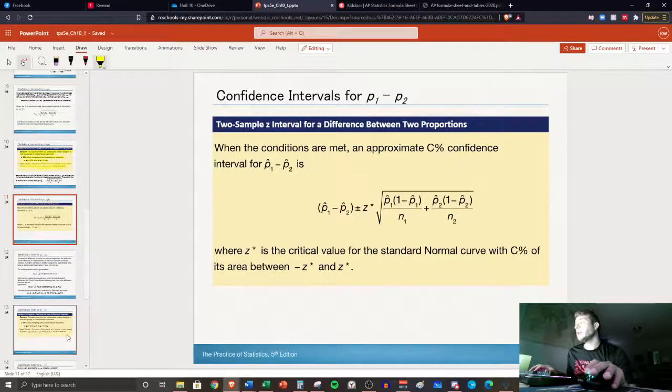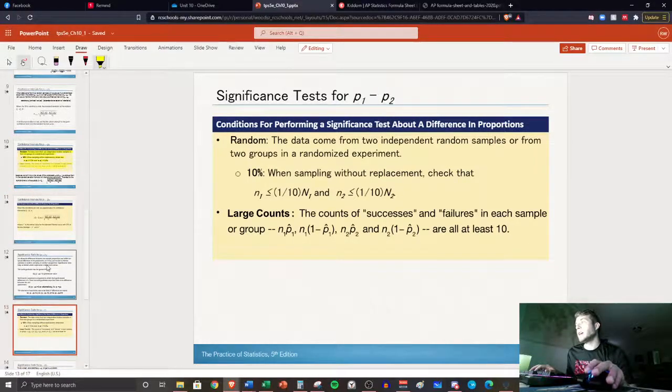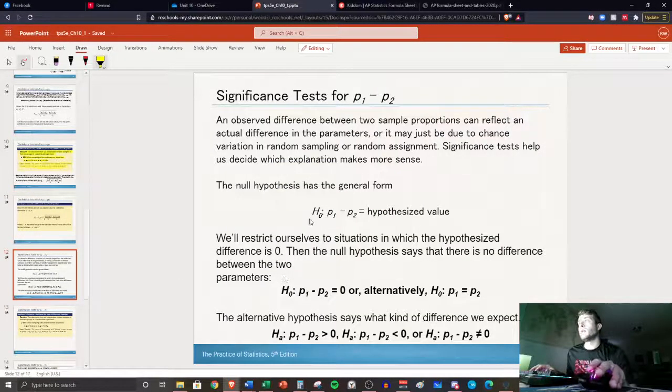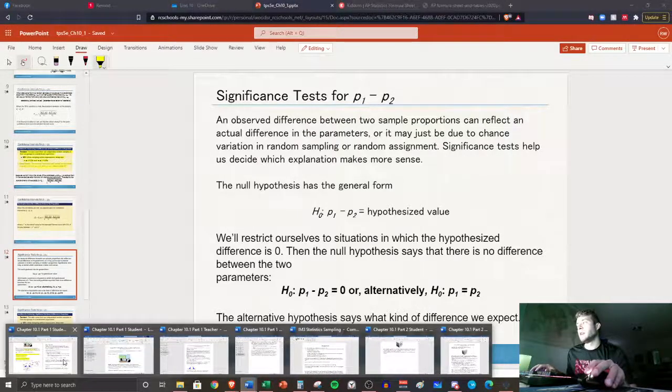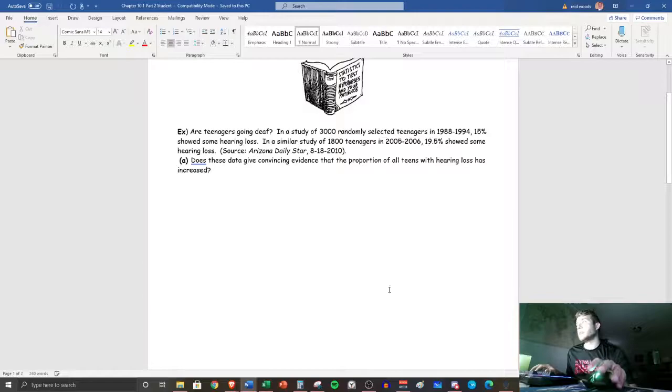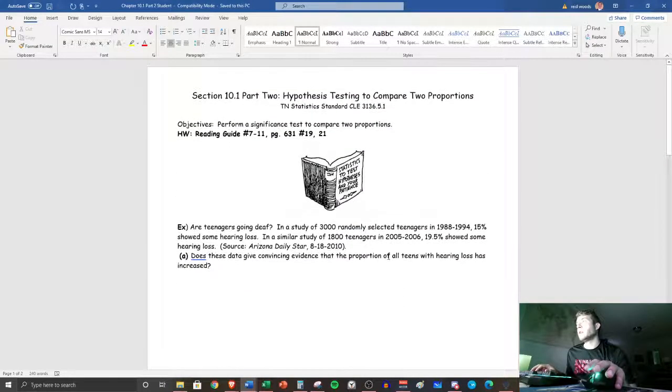Now, the next thing we want to do is we want to run a significance test for difference. So we're going to be looking at the next worksheet here, the next sheet here. Okay, so we're going to be running hypothesis tests to compare two proportions. So if you want to draw a line in your note and say hypothesis testing to compare two proportions. So we're going to be running a significance test to compare these proportions.